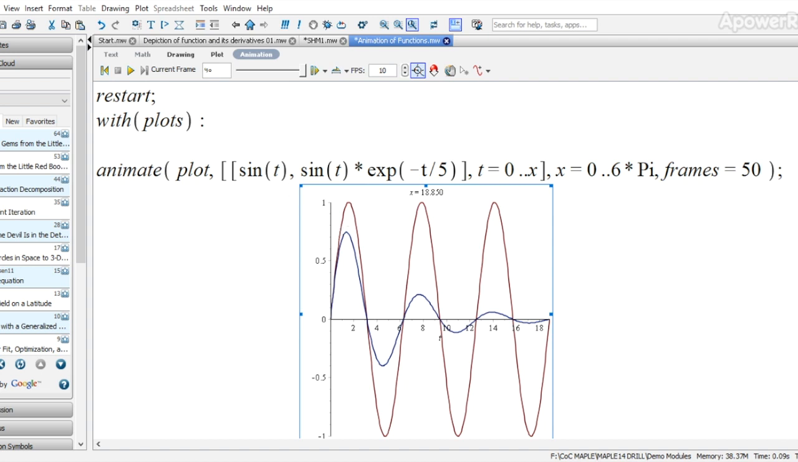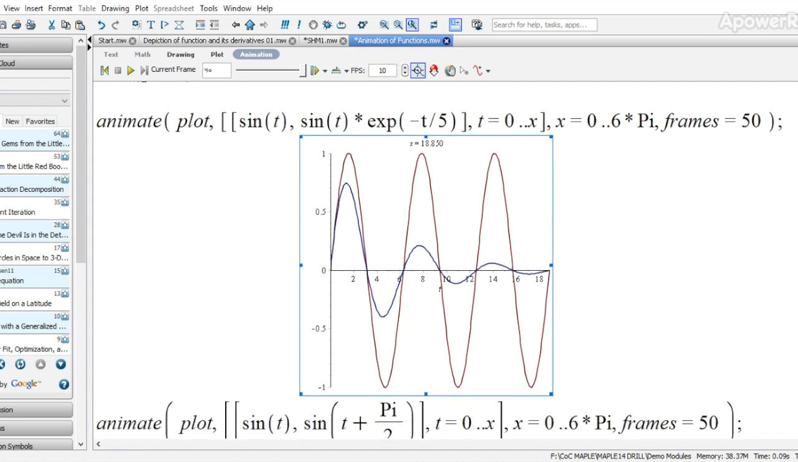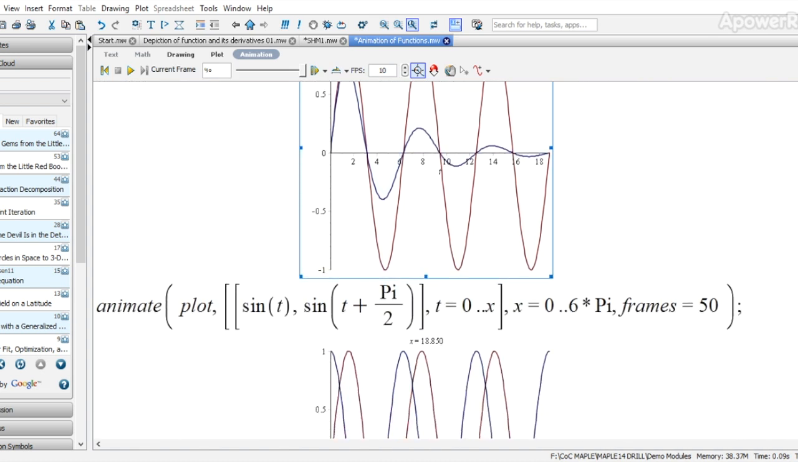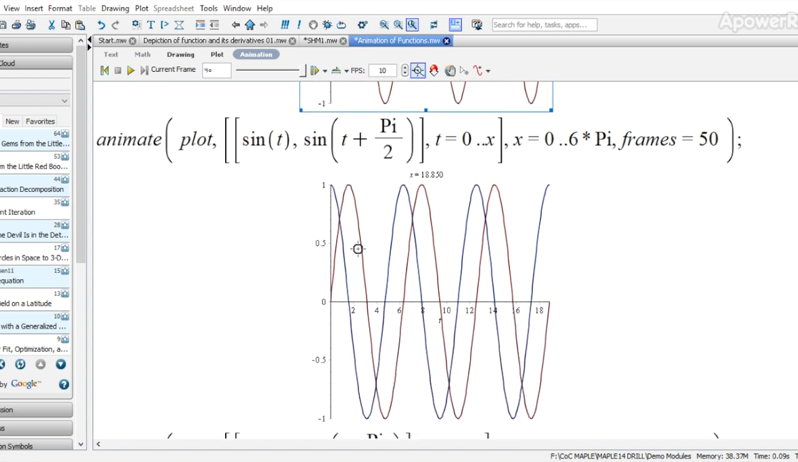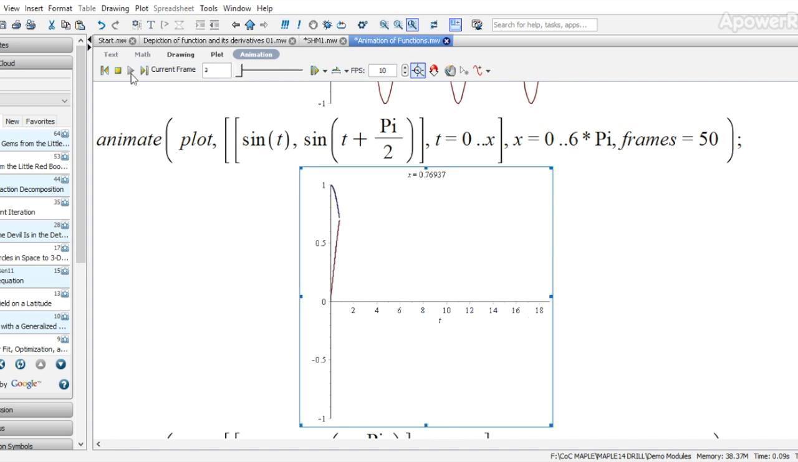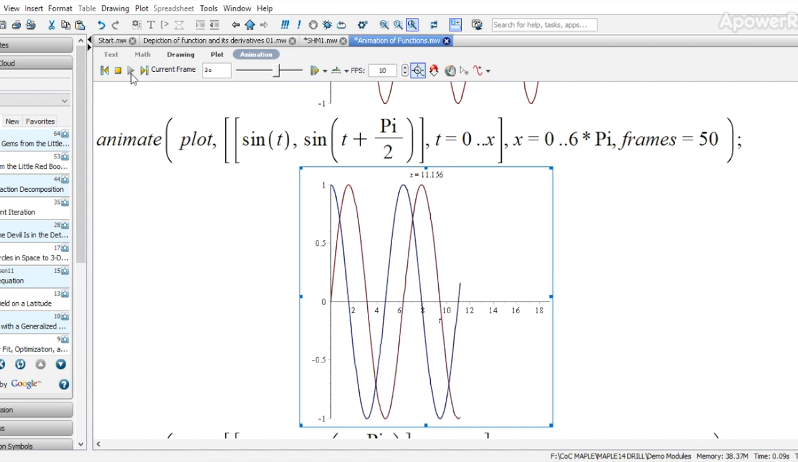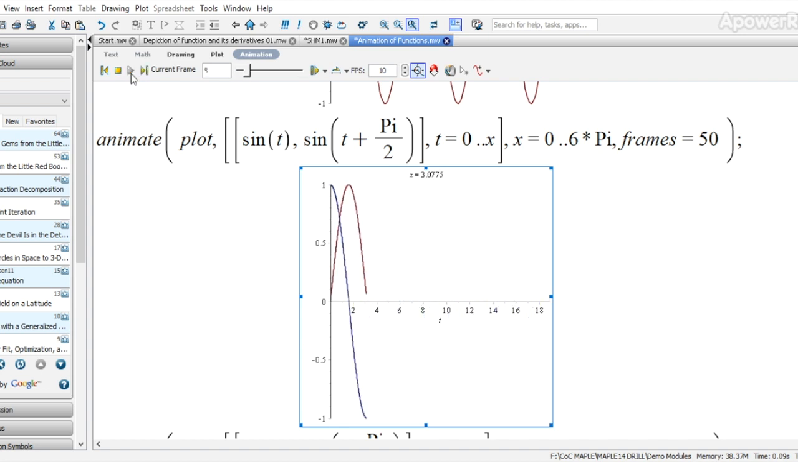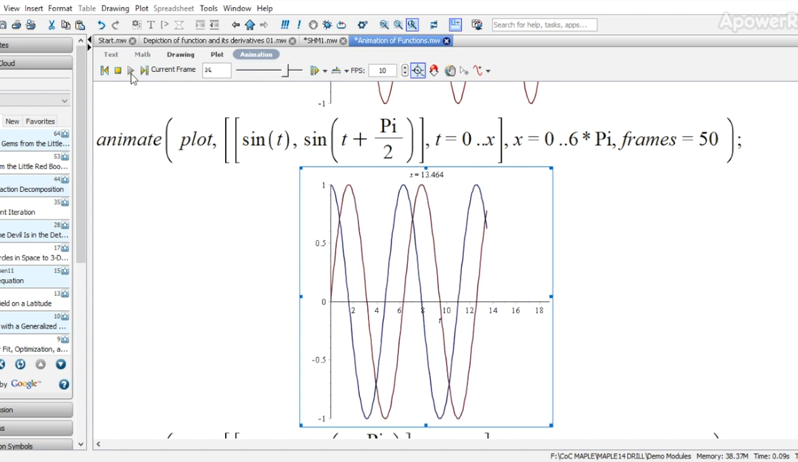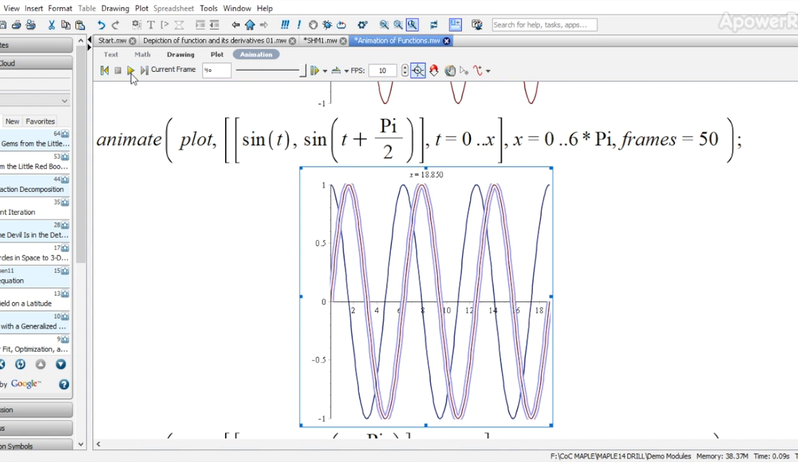Now we shall try to learn the second animation. In the second animation, we have two functions. The first function is a sine function, and second function is sine function plus a phase of pi by 2 is introduced. And again, it is describing 3 cycles. Let us see the animation. So the red line indicates the first function sine of t, whereas the second blue line indicates a function with phase plus pi by 2.